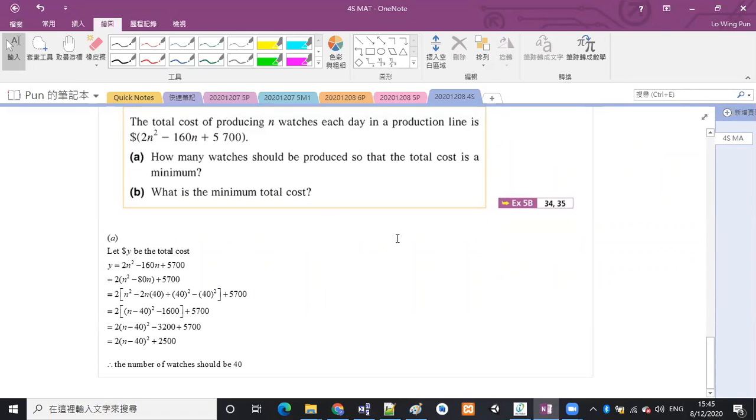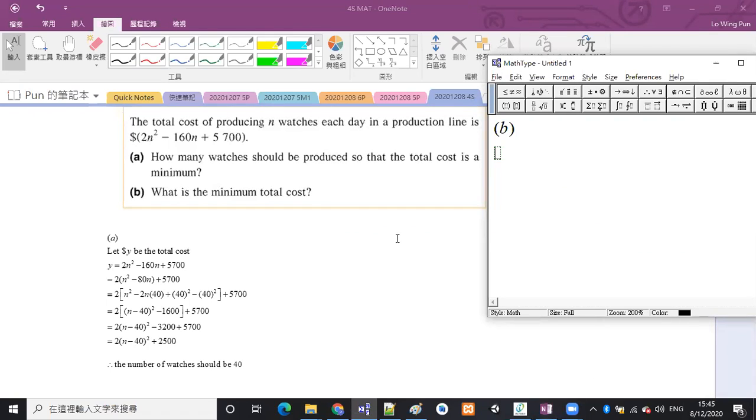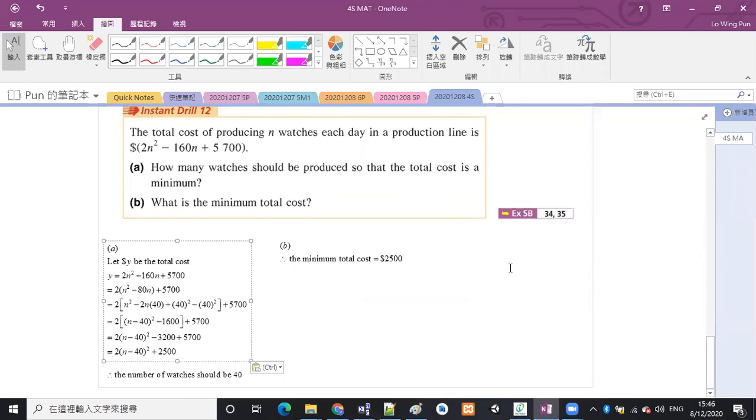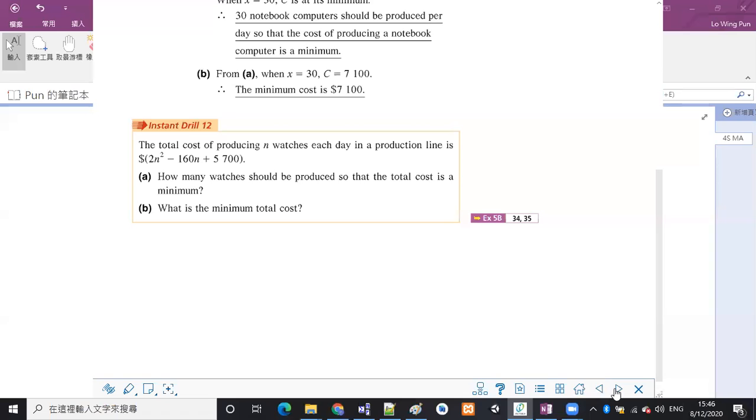Okay, and then in part B, that is easy. The minimum total cost. What is the minimum value of total costs? That is the minimum value of y. That is the k value. Okay, so we just answer the question directly. Therefore, the minimum total cost is equal to the k value, but with the unit. So that should be $2,500. Okay, 得唔得呢度？Instant rule number 12. Okay, next one.